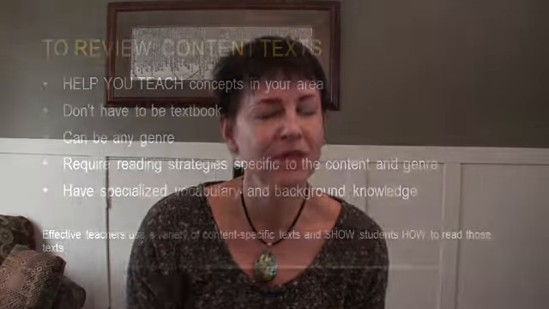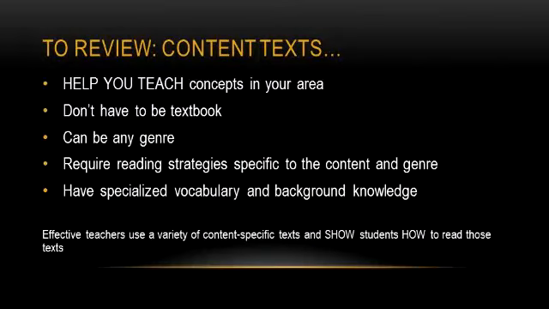So, the thing to remember about content area texts is that they help you teach concepts in your area. That's the most important thing. So you identify the concept you want to teach, and then you find texts that help you get at that the best way you can. They don't have to be a textbook, but they may be. They can be any genre. You can use a poem in a PE class if you want to be clever.